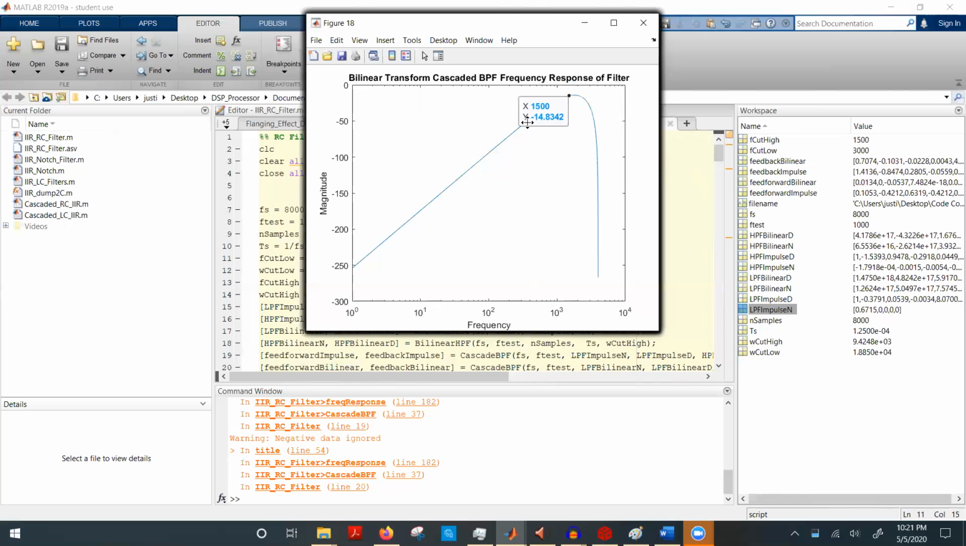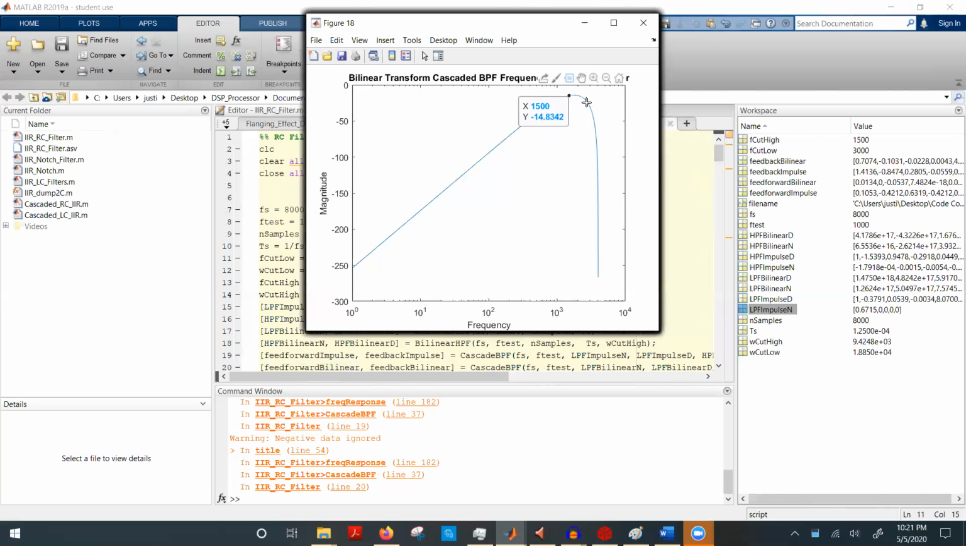If a single first order filter would have a cutoff frequency of -3 dB, then since I have 4 of these first order filters, I'm expecting -3 times 4 for -12 dB. But I'm actually at -14, almost -15 dB. And that's because we're seeing some attenuation from the low pass filter, because this is controlled by the high pass filter.